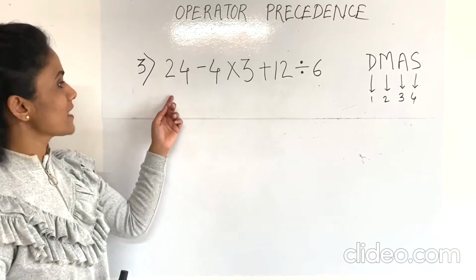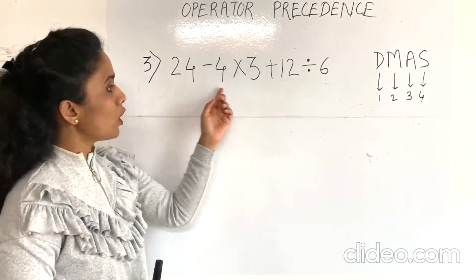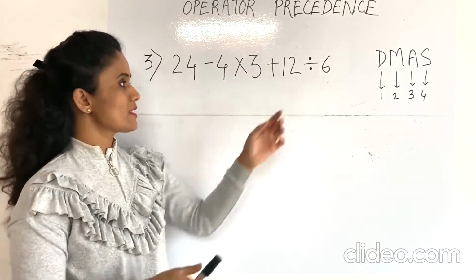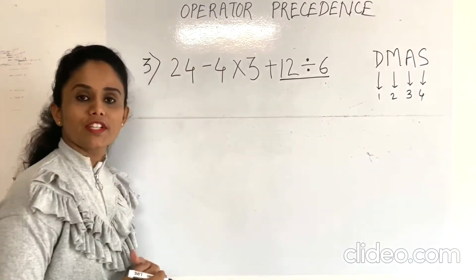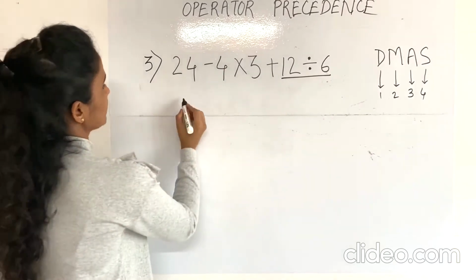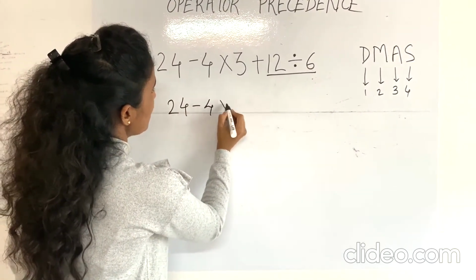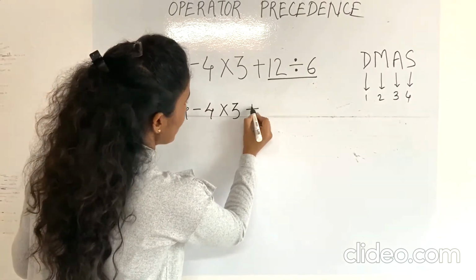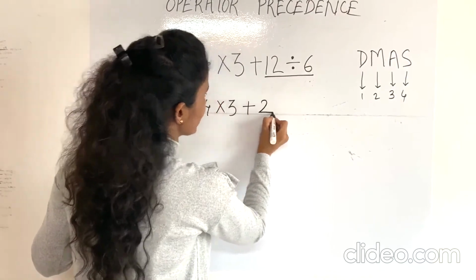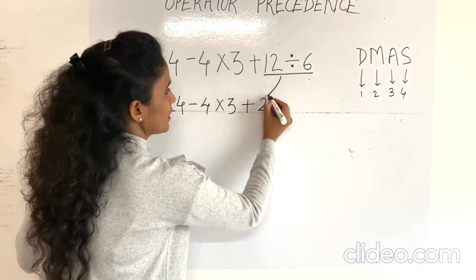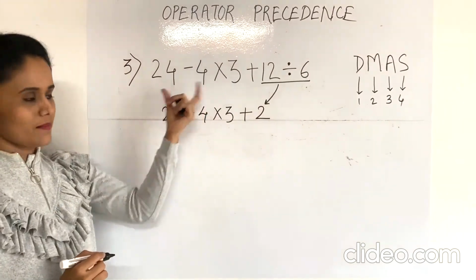Let's solve the third example. You can see that this example also has all the operations in it. So we'll start with this part because division comes first. 24 minus 4 multiplied by 3 plus the quotient of this, which is 2. Okay, so here it comes. Remaining this part as it is.